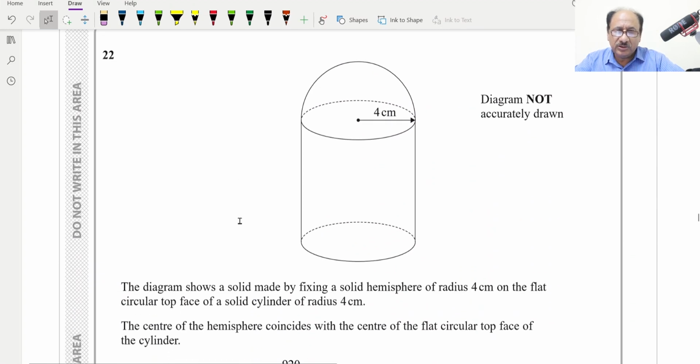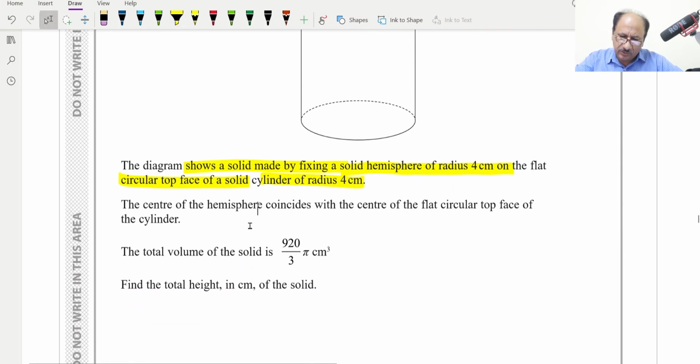Now question number 22. A diagram is provided which is not to scale, and the diagram shows a solid made by fixing a solid hemisphere of radius 4 centimeters on the flat circular top face of a solid cylinder of radius 4 centimeters. The center of the hemisphere coincides with the center of the flat circular top face of the cylinder. The total volume of the solid is provided, and we must find the total height in centimeters of the solid.